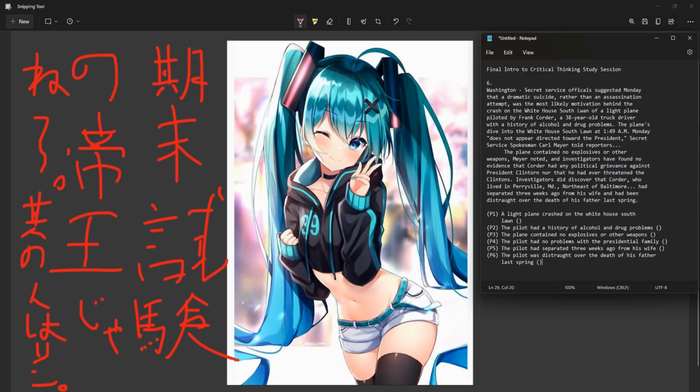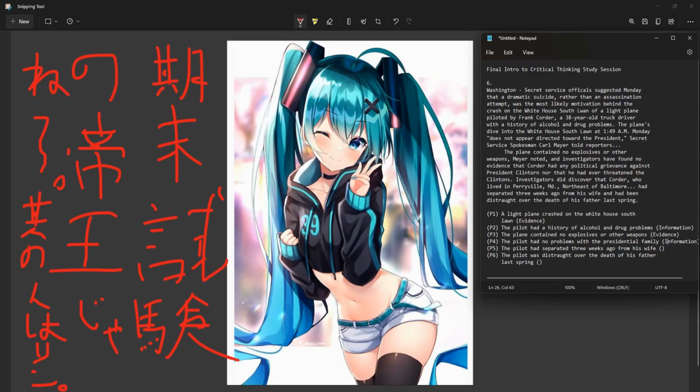So before we continue, we need to know what is evidence and what is information. As we know in this class, evidence is something we want explained. Information is something we don't want explained. It's just information that helps us. A light plane crashed on the White House South Lawn. Why do we want to know about this? Yes, we do. It's evidence. The pilot had a history of alcohol and drug problems. This is information. We don't need to explain why. We just know that he had it. The plane contained no explosive or other weapons. That's evidence. We need to explain why. Pilot had no problems with the presidential family. That's information.